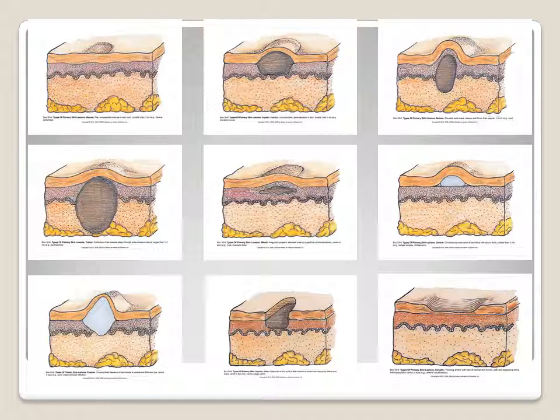Middle center is a wheal. Middle right is a vesicle. Lower left is a pustule. Lower middle is an ulcer. And lower right is atrophy. If you look in your book, you can get the definitions for each one of those.